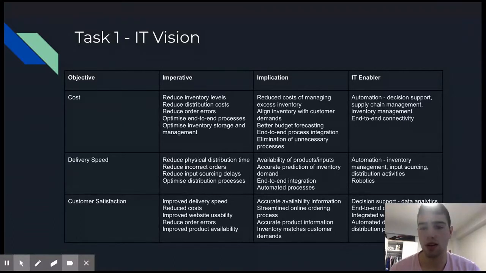Customer satisfaction. Imperatives include improved delivery speed, reduced cost, improved website usability, reduced order errors, and improved product availability. Implication: accurate available information, streamlined online ordering processes, accurate product information, and matching inventory with customer demands. IT enablers include decision support, such as data analytics, such as machine learning that can provide enhanced insights, end-to-end integration, automated distribution processes.